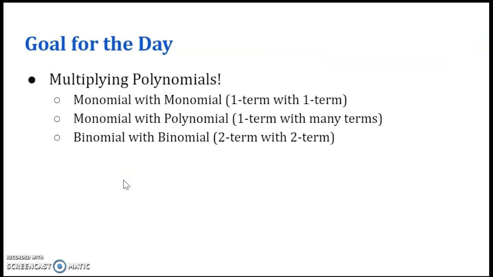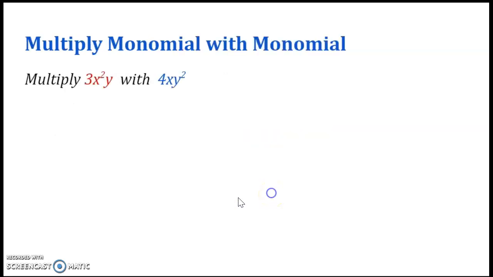What are we doing today? We are going to be multiplying polynomials. We're going to do a whole lot of practices there. We're going to start off with monomials with monomials, that's one-term polynomials with one-term polynomials. Then monomials with polynomials, that's multiplying a one-term polynomial with many-term polynomials. And then finally binomials with binomials. The binomials, if you recall, are two-term polynomials with other two-term polynomials.